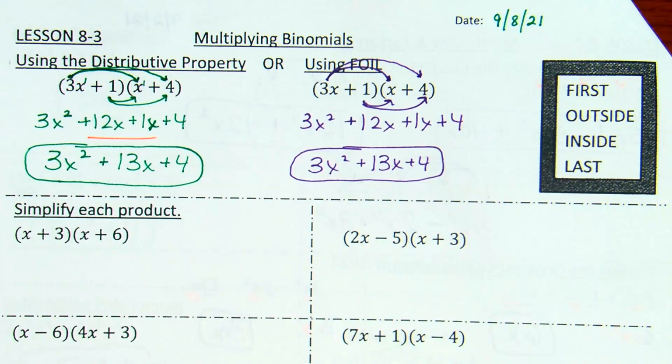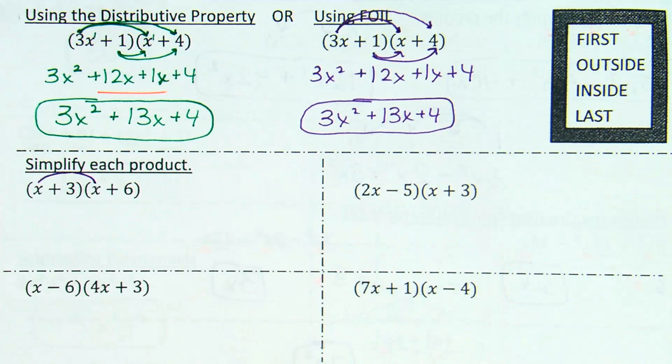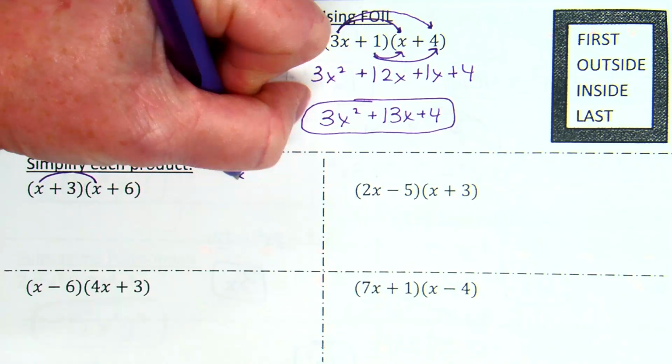Okay, let's try one. Well, we already tried one. Let's try another one. How's that? x plus 3 times x plus 6. What are you starting with? x and x. Okay, x and x is first. And what is x times x? Just x. Okay, so if we're thinking x times x, that's 1x to the first times 1x to the first.